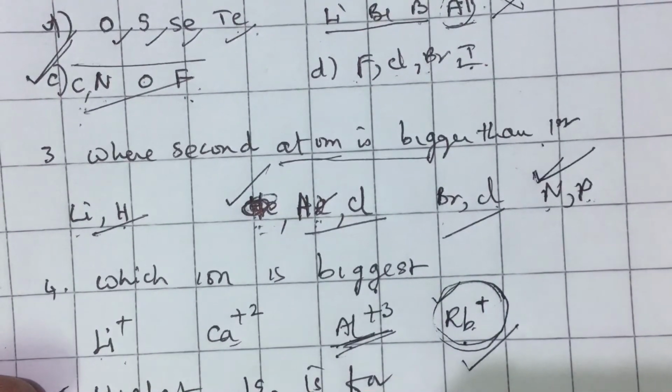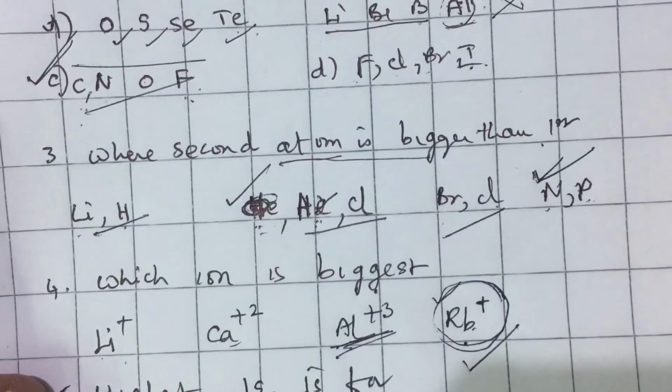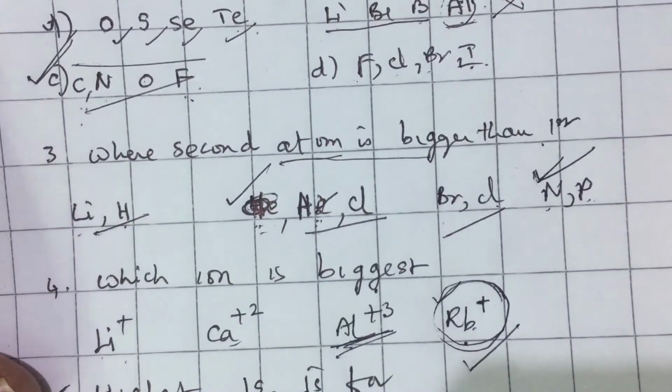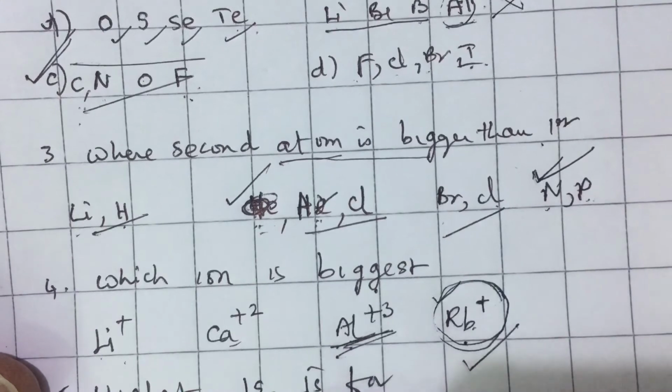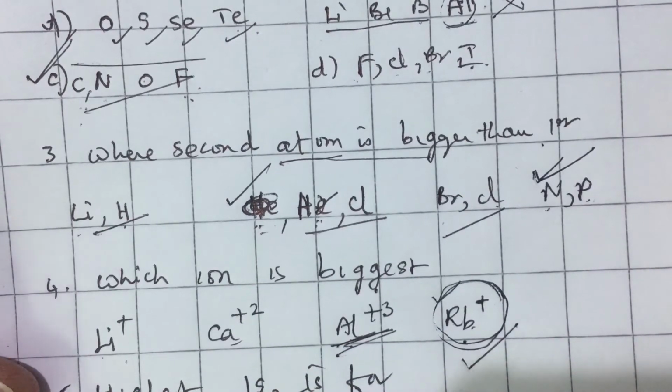Highest ionization energy 2. First ionization energy is highest for zero group elements. Second ionization energy is highest for first group elements. Third ionization energy is highest for second group elements. Okay. The higher the position, the higher the ionization energy. So IE2 is highest for first group elements.